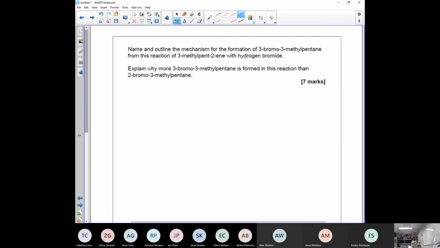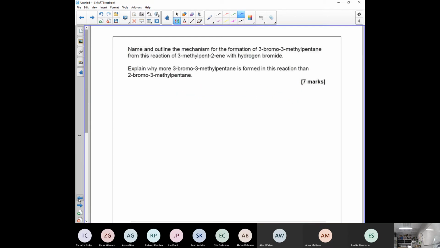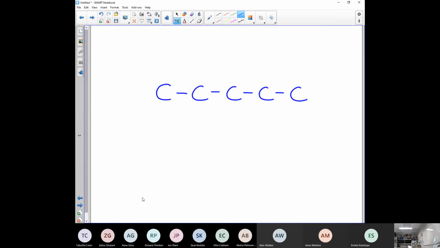Draw it out in your answer. So pentane, we've got 5 carbons. I think I've done that too high. I'm just going to draw it on a separate piece of paper. I know you guys don't get a separate piece of paper. 2, 3, 4, 5. Right, 5 carbons. 3-bromo-3-methylpentane. So basically, on the 3rd carbon, I've got a bromo group and a methyl group. So this is what I'm going to make.